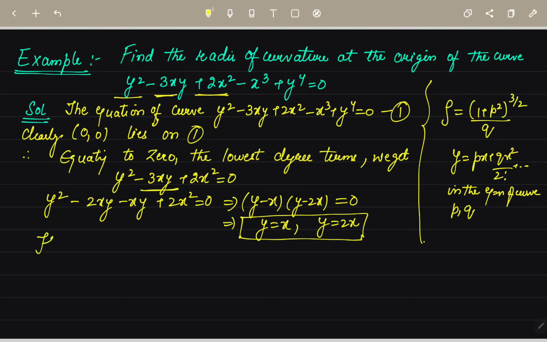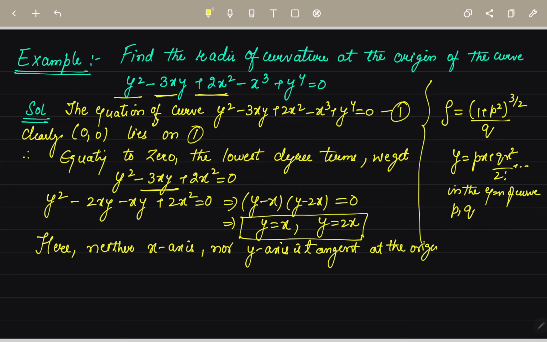So here we can see from this equation that neither the x-axis nor the y-axis is the tangent at the origin, because we don't get the values as y is equal to 0, or similarly x is equal to 0, at the origin.